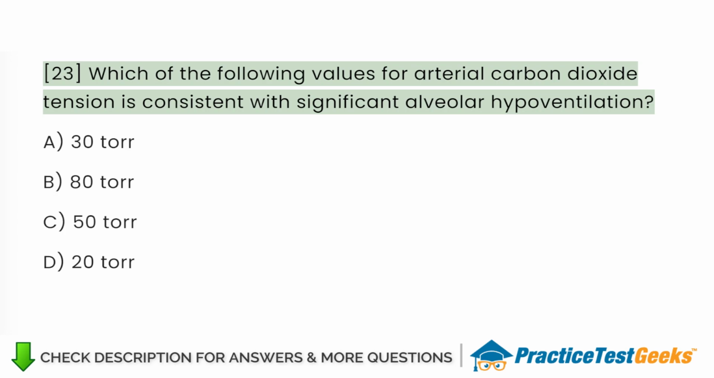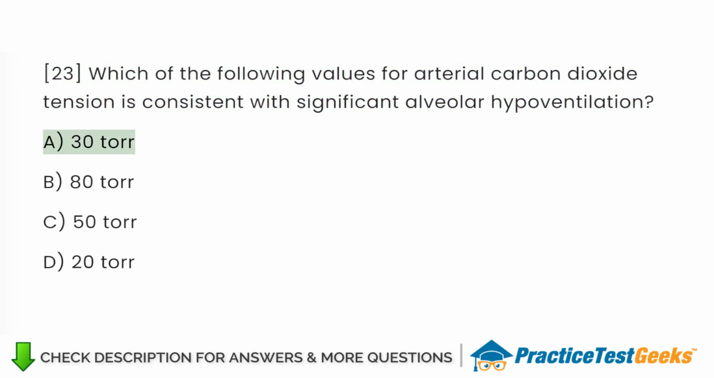Which of the following values for arterial carbon dioxide tension is consistent with significant alveolar hypoventilation? A. 30 torr. B. 80 torr. C. 50 torr. D. 20 torr.